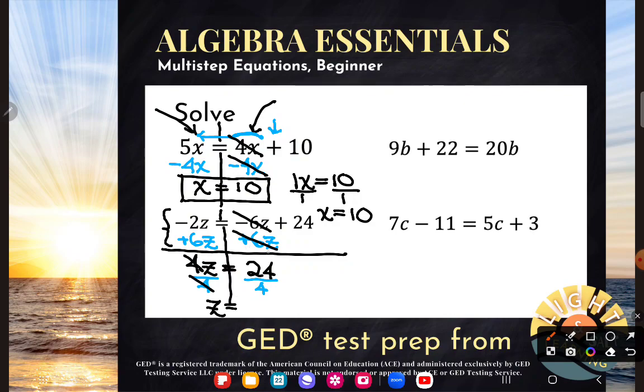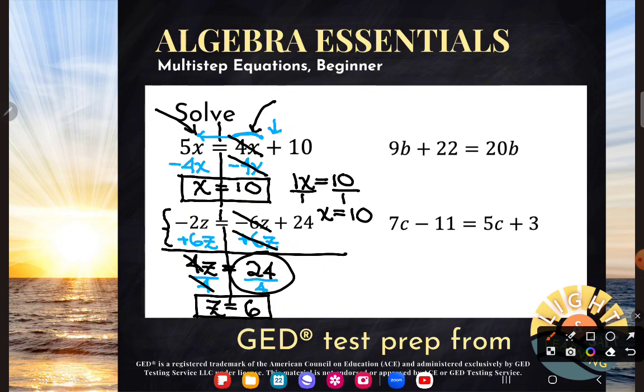And that's going to be equivalent to what? Well, 24 divided by 4. You can pop it in your calculator if needs be, but that's 6. And now I'm done. The letter is alone. Z is equal to 6.